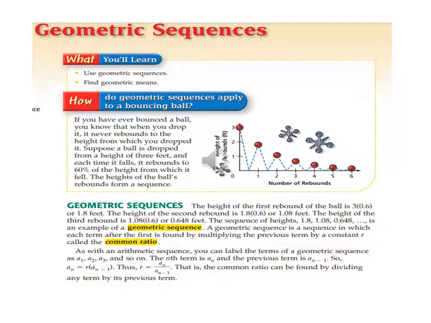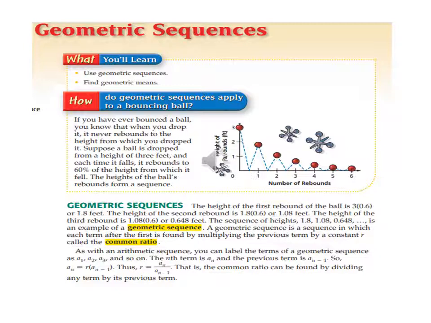A geometric sequence is a sequence in which each term after the first term is found by multiplying the previous term by a constant r, called the common ratio. This is the direct definition of a geometric sequence.